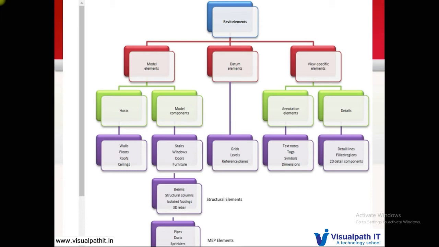Okay, technically. After that come the view specific elements, where you have your annotation. So whenever you draw a plan, we know that it has to be dimensioned. Some text has to be written. Some symbols have to be placed. A door symbol, you will place it. So these are called tags, text, dimensions. These will be your annotation elements.